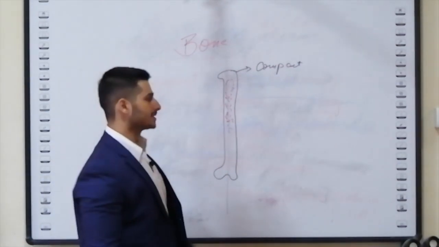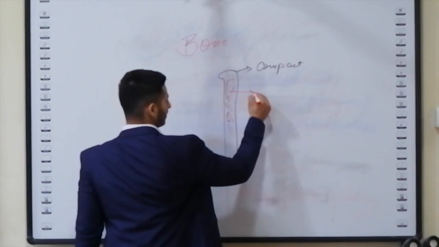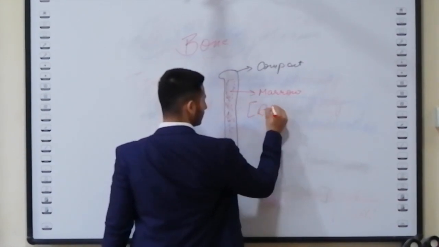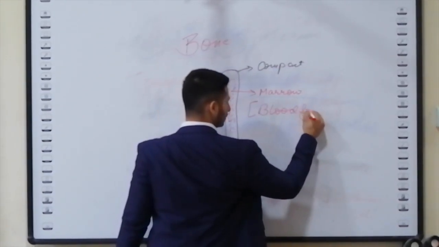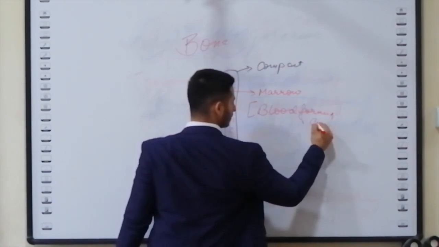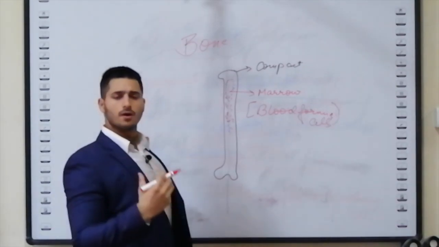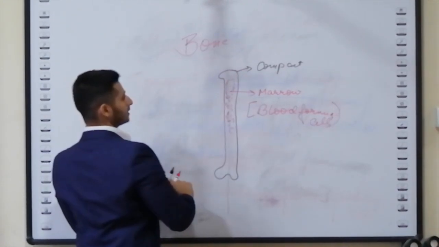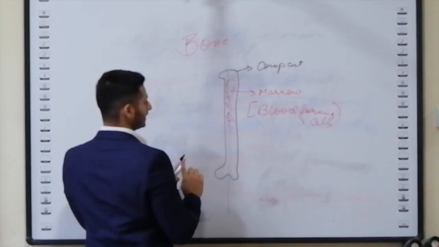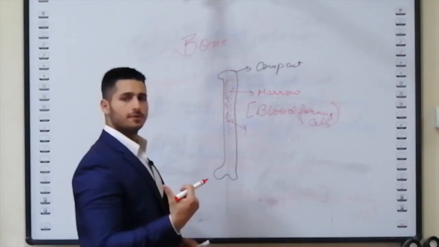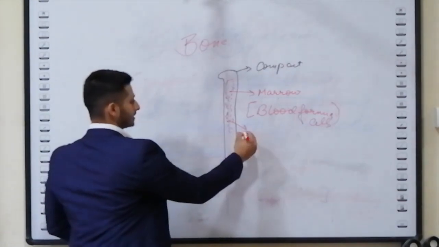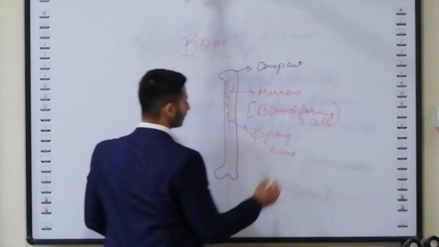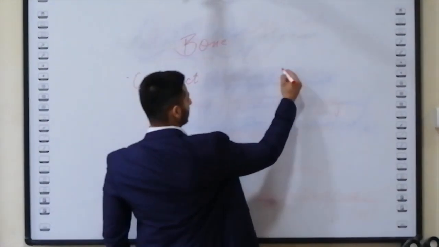bone enclosing cavities. These cavities have blood forming cells, which is also known as the marrow. So the outer part is the compact bone, and the inside part, which are the bone enclosing cavities filled up with blood producing cells, is the spongy bone. We have compact bone and we have spongy bone.